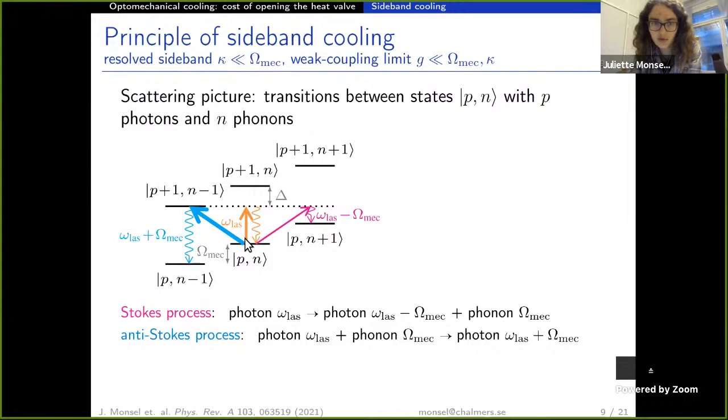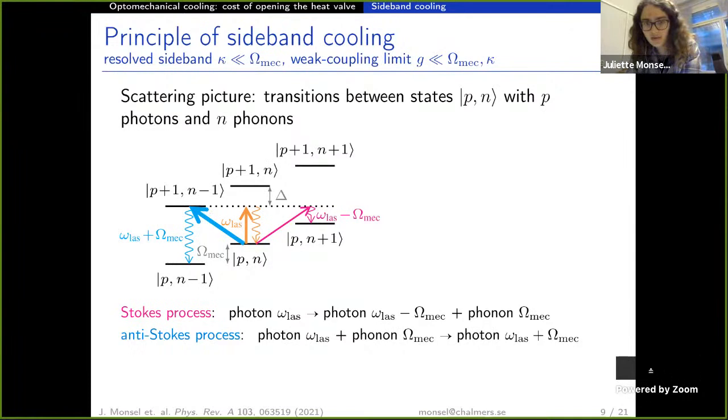The second process is the Stokes process, where one photon from the laser becomes a photon at lower frequency and one phonon in the mechanics. So it's heating up the mechanics. And then the last process is the anti-Stokes process in blue here, where one photon plus one phonon from the mechanics gives a photon at higher energy and a higher frequency. And this is the process we are interested in because it's destroying phonons and therefore cooling down the mechanical resonator.